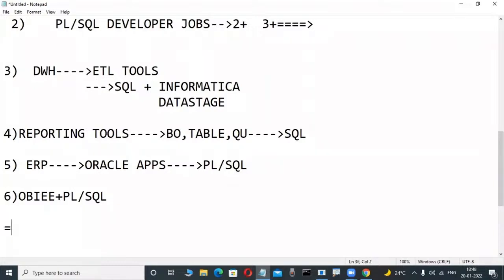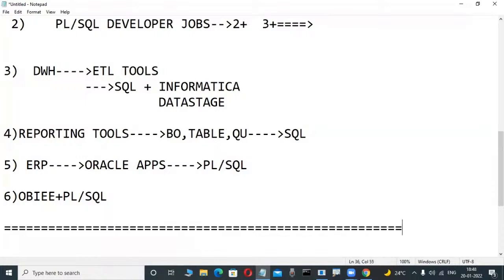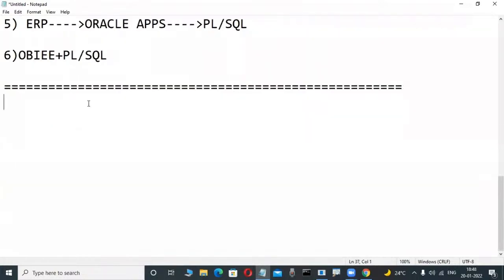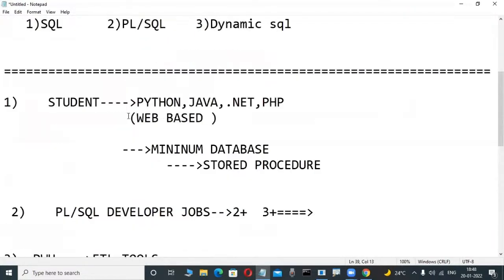Again, suppose you are not interested in the programming side and you want the administration side, you want those jobs only. In that case, DBA courses are there: Oracle DBA, SQL Server DBA, MySQL DBA, database administration courses. These people also need minimum knowledge before learning those courses. Minimum SQL knowledge is required.